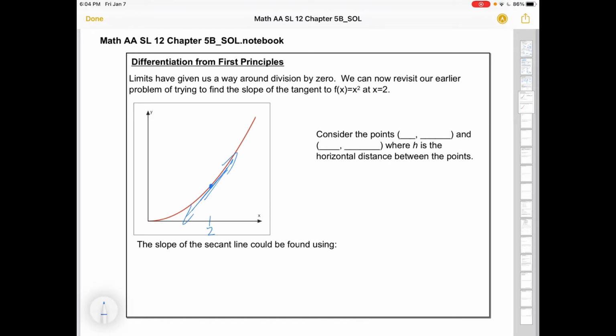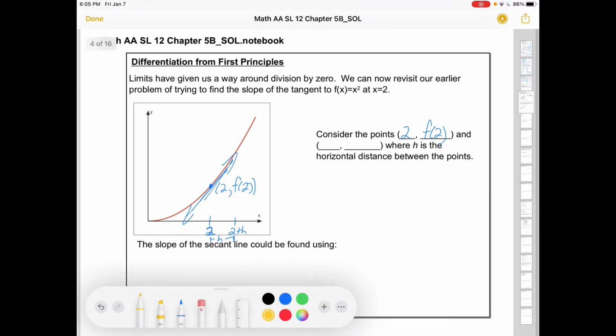Okay. So we're going to consider a couple of points here. We're going to consider the point 2, and I know that you could say that its y value is 4, but let's just call it f of 2. That's the y value you get when you plug 2 into the function. Yeah, it'll be 4 in this case. So there's one of the points we'll consider, 2 and f of 2. Then we're going to consider another point that's a little bit away from it. Let's call it 2 plus h, where h is the horizontal distance between these points. So essentially it's the run between these points.